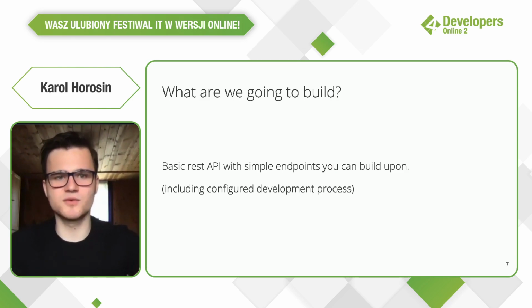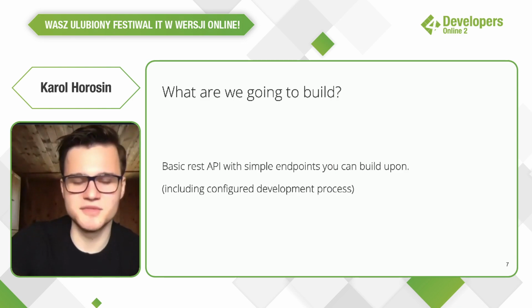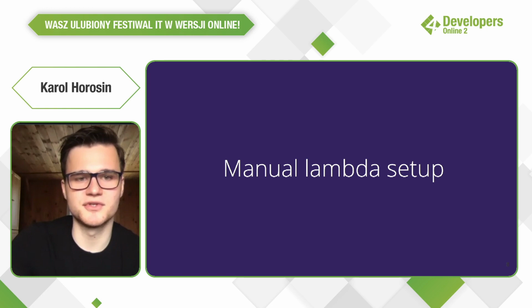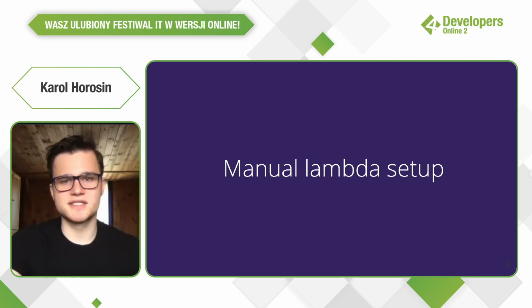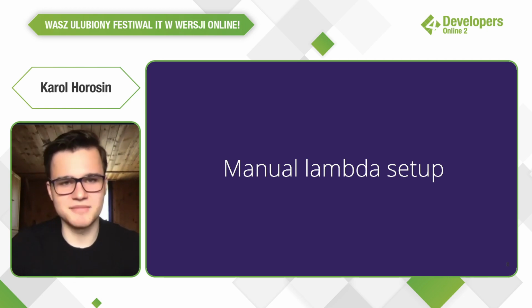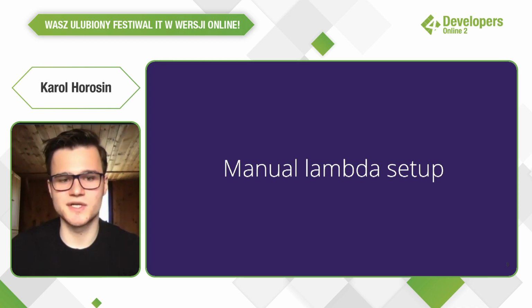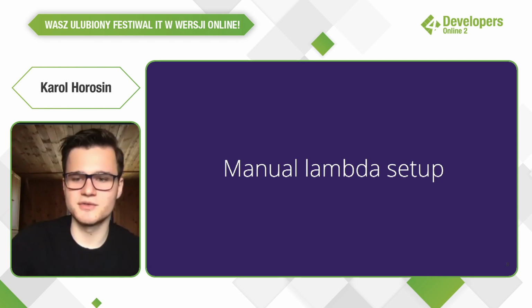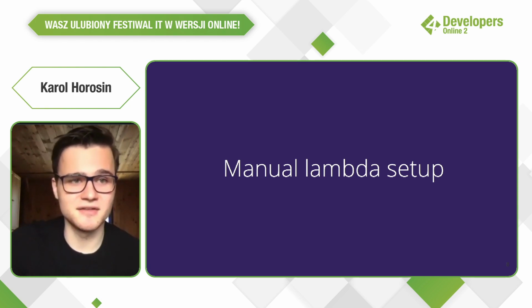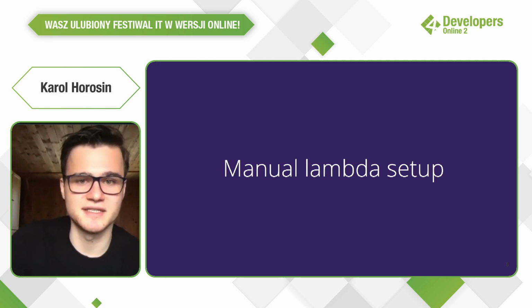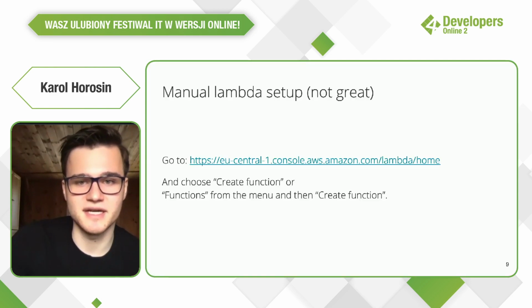So as for what we're going to build, this is going to be just a basic REST API. You can build upon those endpoints, and we're also going to configure the development process. So let's start with AWS Lambda manual setup, just so you get an idea how that works. I'm actually not going to do live coding. I'm going to show you those things on slides because, well, it's entertaining for me, but probably for you, it's better to look at the results and how that works.